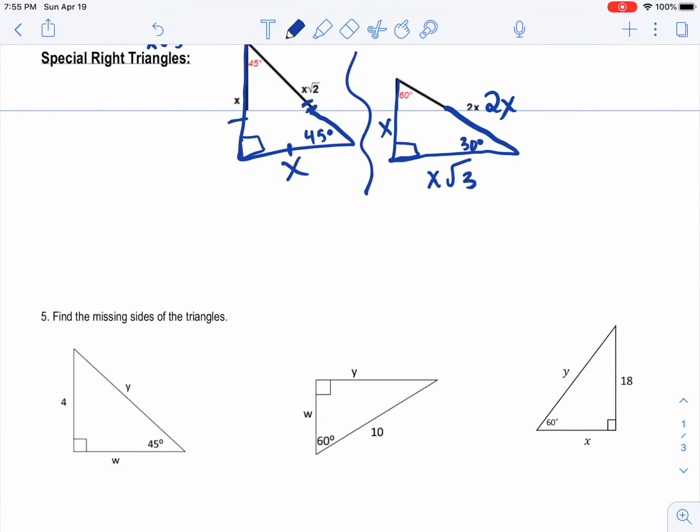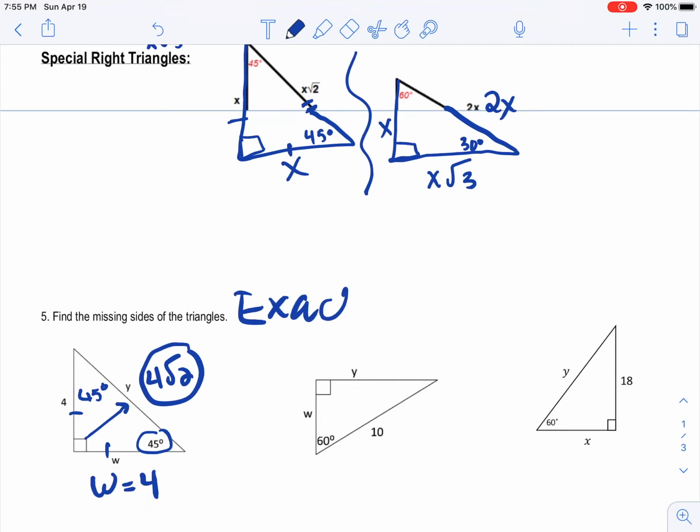Okay, so if this is 45 degrees, this one's 45 degrees. When the angles are the same, the sides are the same, so W equals 4. No calculator needed. Across would be 4 square roots of 2. That's the formula. This is your answer. You have to leave these exact. No calculator. So you have to use these formulas in order to do these.